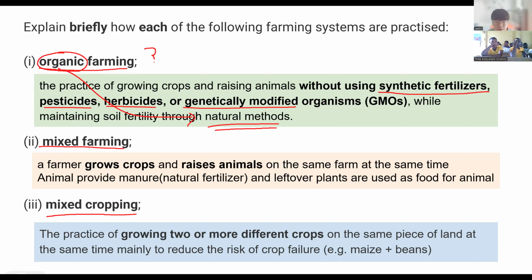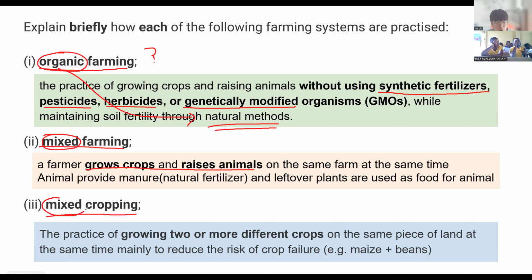Next, we have mixed farming. So the farmer grows crops and raises animals at the same time. That's what we've been talking about. This mixed farming, you grow crops and animals together.